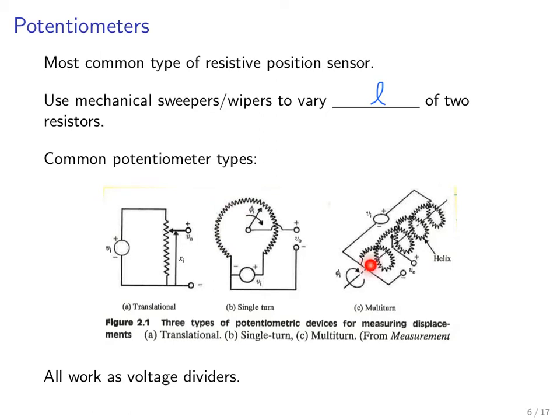The third type is also a rotary or angular encoder, but can go through multiple turns. So now you have a wiper that can go through a corkscrew kind of pattern, or maybe the resistors themselves go through a corkscrew kind of pattern, and so you can imagine then that you can go through multiple angular turns and resolve larger than 360-degree rotations. And again, to emphasize, these all work as voltage dividers. They all work the same way as voltage dividers in a circuit.